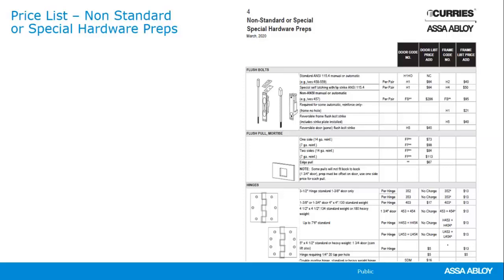You can also look on, we have some PDF charts that we are going to walk through here after the price book that also gives you some codes on more of the standard hardware preps that we use. So you'll see here also you've got flush pulls, the various hinge preps. And again, this is a continuation of additional hardware preps from the previous pages.